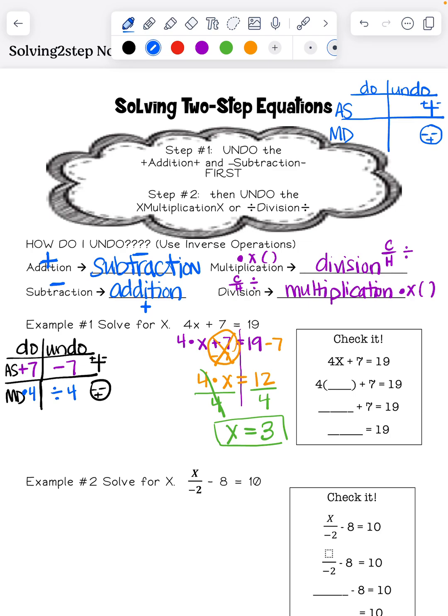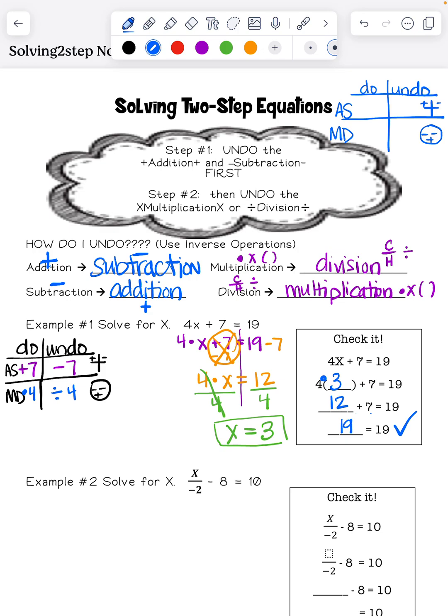So I'm going to plug in my answer of 3. I took the letter x out and put the number 3, and remember, parentheses means multiply. So what is 4 times 3? Well, that's going to be 12. And then 12 plus 7 is 19. So does 19 equal 19? Yes. So we did prove our answer correct.